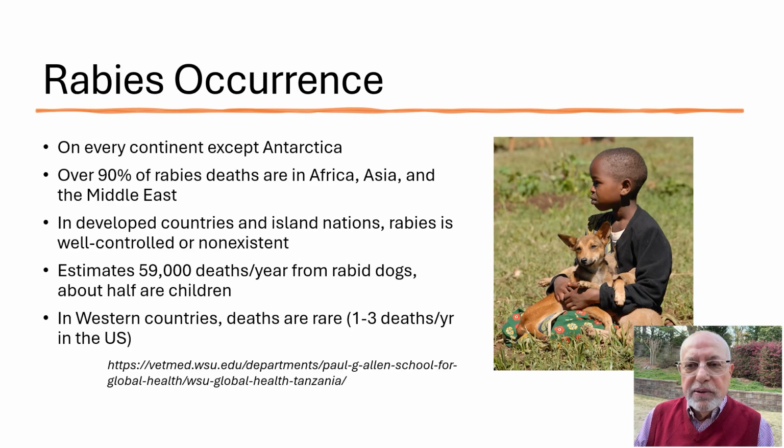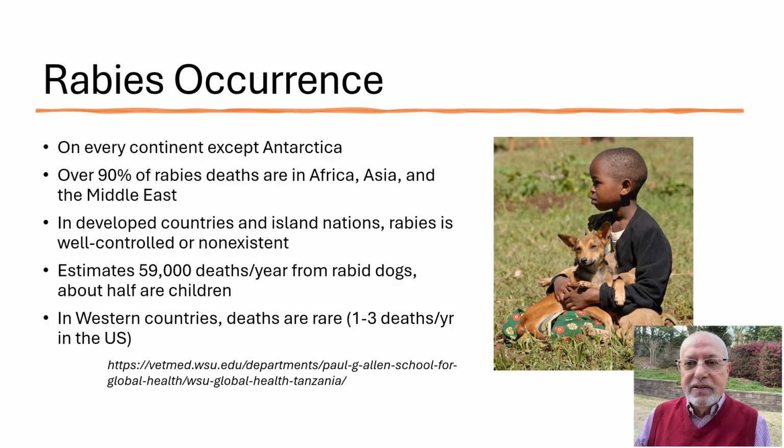Now, it is present on almost every continent except Antarctica, and almost 90% of the rabies deaths are in Africa, Asia, and the Middle East. In developed countries, this problem is very well controlled or does not exist. The estimate is that close to 59,000 deaths happen every year in the world. Almost half of them are children.